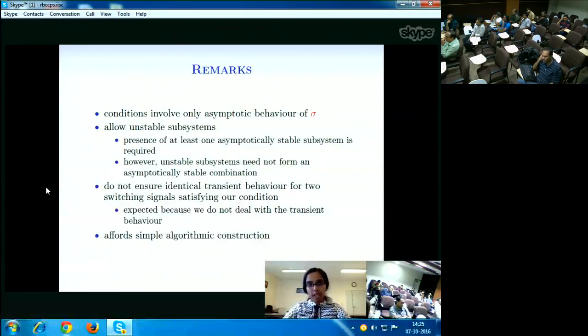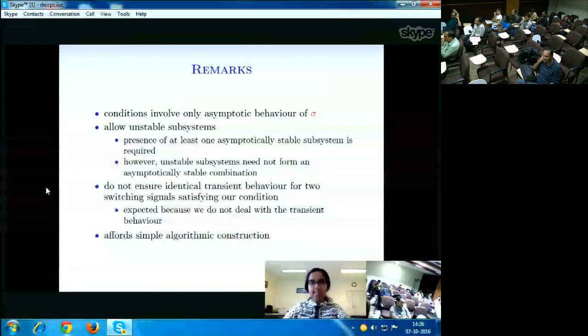Now, since we are talking about only the asymptotic behavior, we fail to ensure identical transient behavior for two switching signals, both satisfying our condition. However, this is inherent with the pointwise conditions. Now, another very nice feature is that our condition affords simple algorithmic construction. Now, this is also a little bit intuitive because we want some conditions only to be checked in the asymptote. So of course, it gives you simple algorithms compared to checking something on every interval of time. Now, in the next few slides, we will talk about this algorithmic construction.